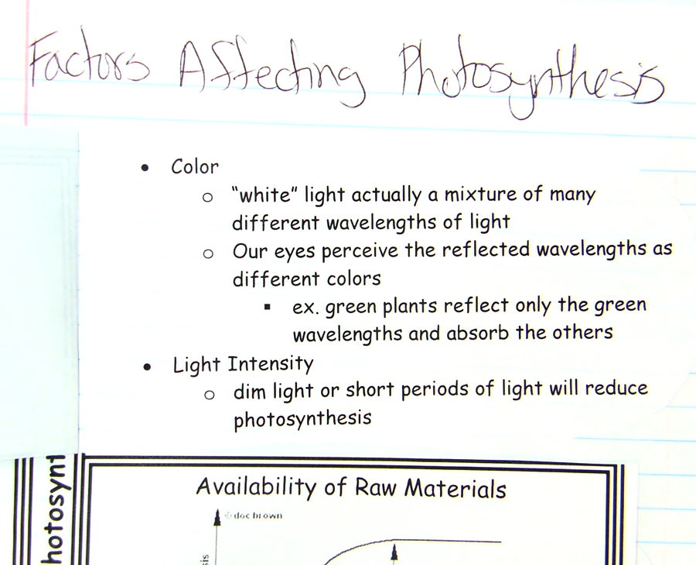So if we were to put a plant under a green light bulb, it would die due to lack of light, because it wouldn't be able to absorb the green light. So color of the light is important.